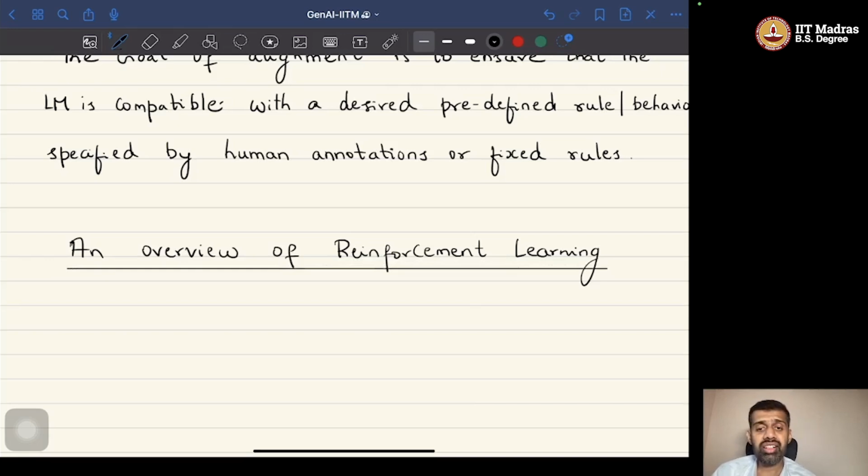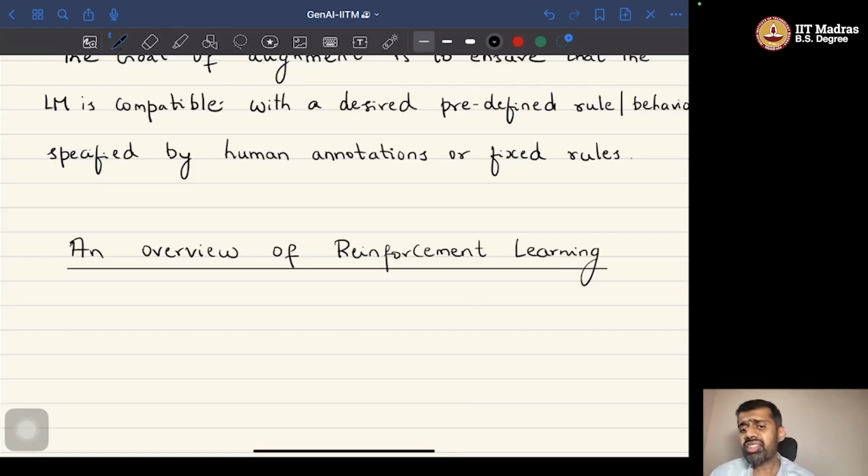Please note that reinforcement learning is a very vast field in itself, and the goal of this course is not to teach reinforcement learning per se, but we will only look at a broad overview of what reinforcement learning is all about, and look at small parts and the variants of reinforcement learning that are used in the alignment process of language models.